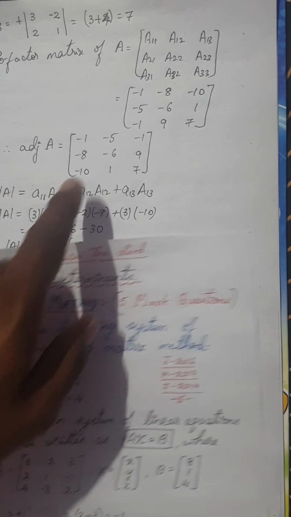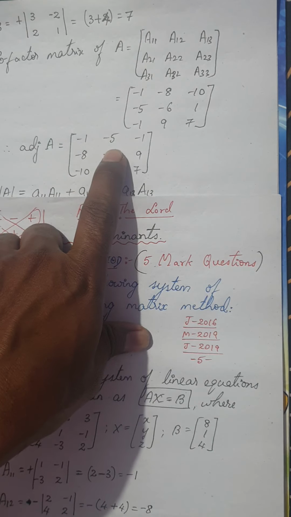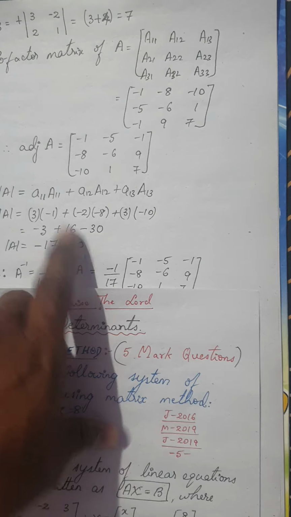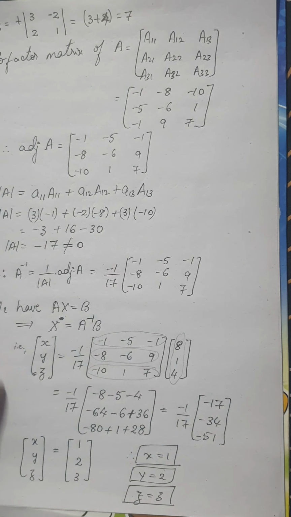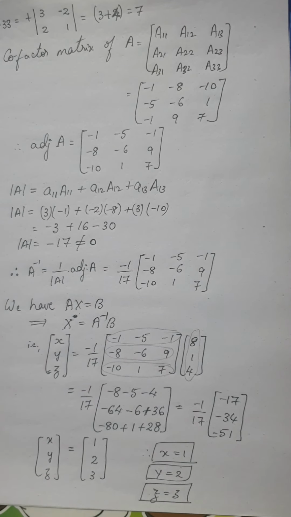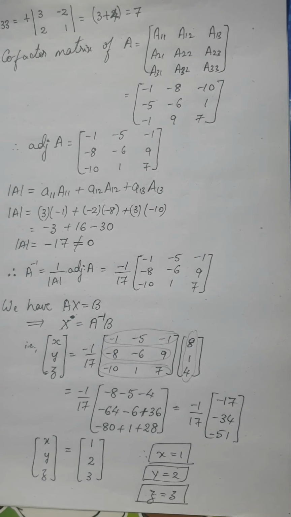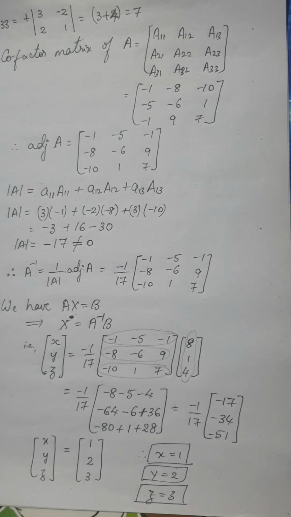Writing the adjoint of a matrix correctly, you will get 2 marks. Finding the determinant value correctly, you will get 1 mark. So 3 marks here. And for the final result and calculation, you will have 2 marks. So finally, this question will give you totally 5 marks. So follow the procedure carefully. Is it fine? Shall we move on to the next question?